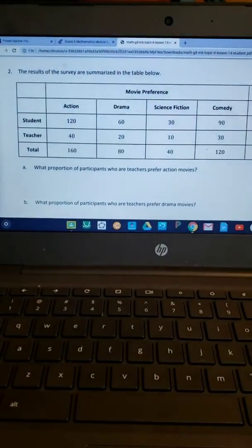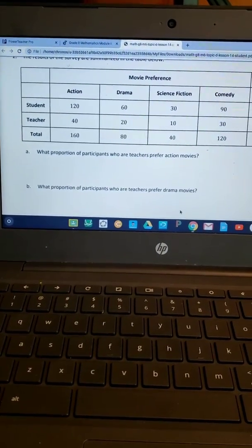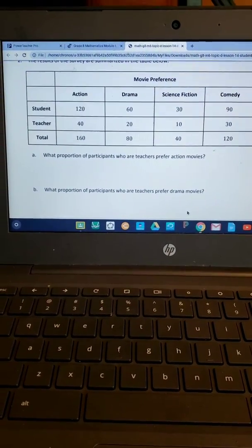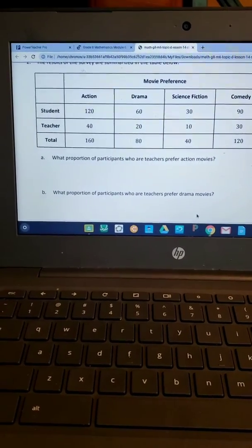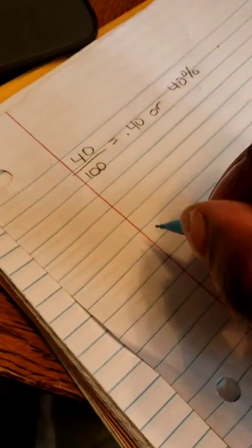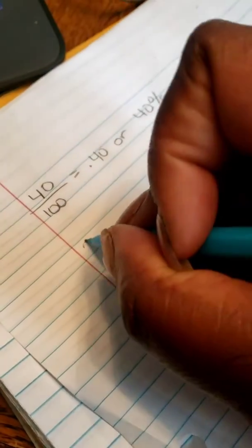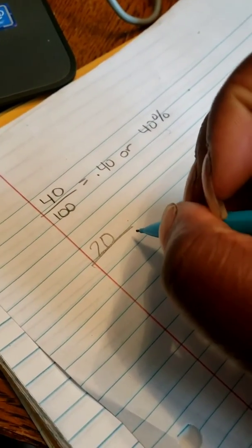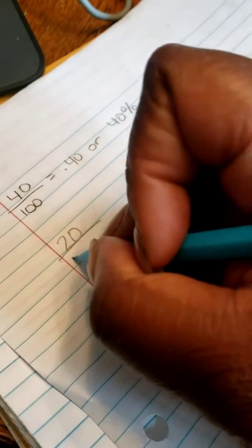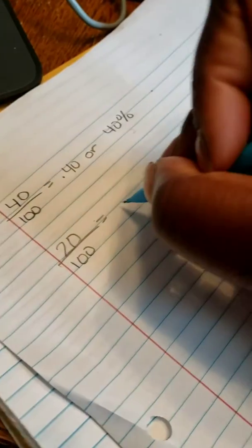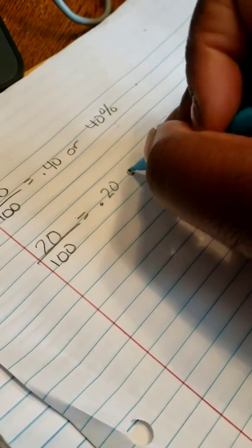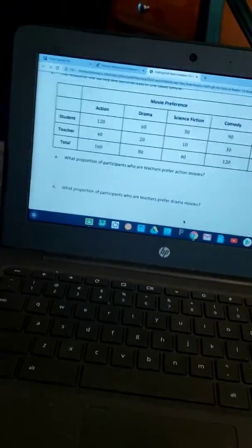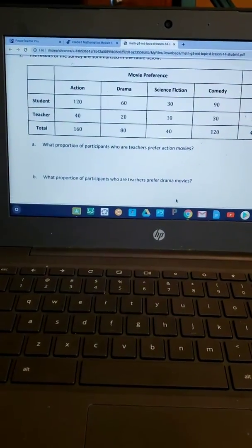I'm going to scroll down to number 2. It says, what proportion of participants that are teachers prefer drama? Let's look at our table. We see that 20 of our teachers like drama, and we surveyed a total of 100 teachers. So that means I'm at 0.2 or 20%. So that's B.